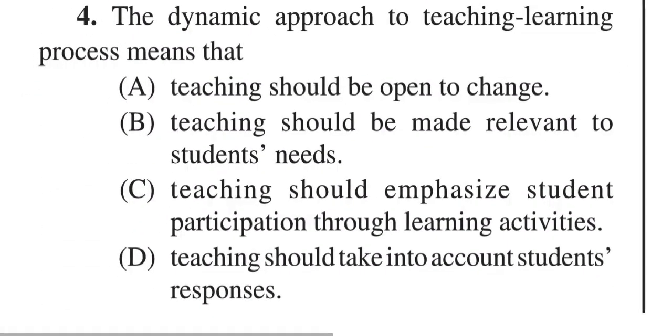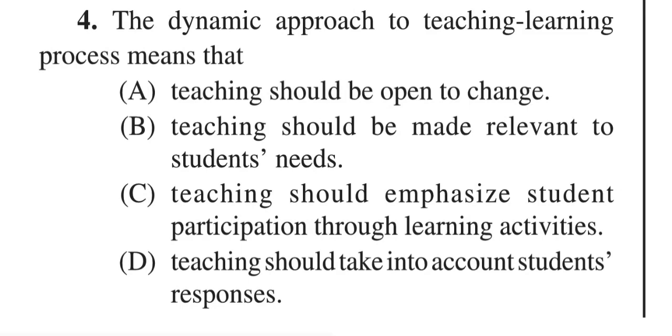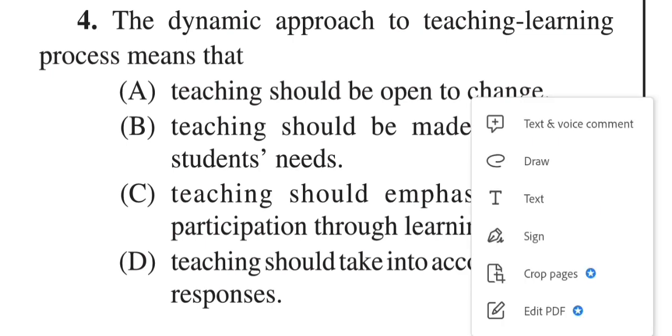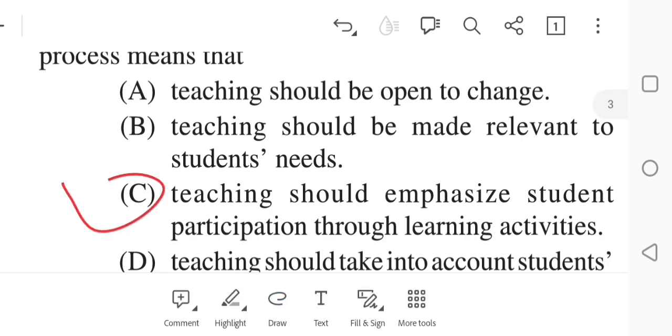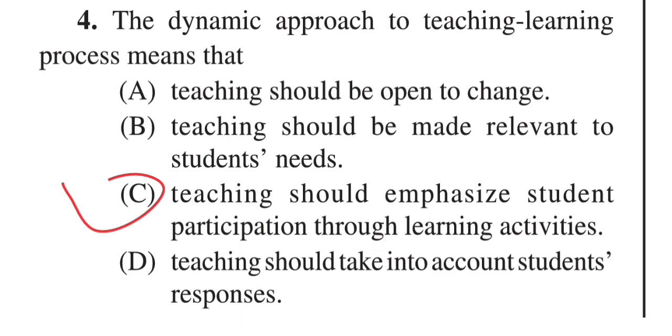Next, it says the dynamic approach to teaching learning process means that: teaching should be open to change, teaching should be made relevant to students' needs, teaching should emphasize student participation through learning activities, teaching should take into account students' responses. What will be the correct answer? The correct answer will be C. Teaching should emphasize student participation through learning activities. This is the correct answer. This is the dynamic approach to teaching learning process.